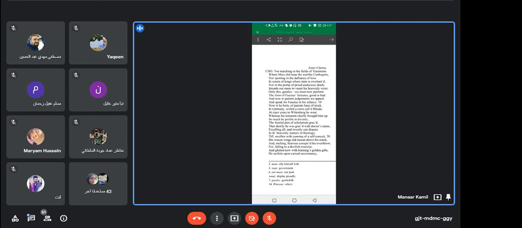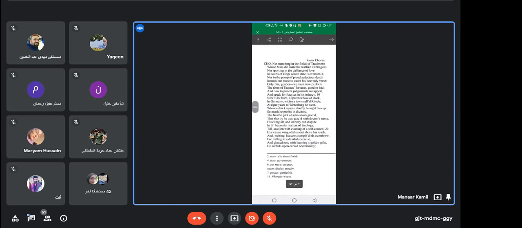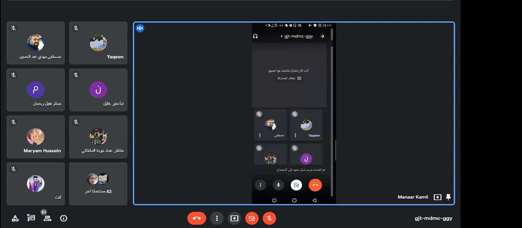And now, we will talk about Faustus while he was just an infant, his childhood. Now is he born of parents base of stock in Germany, within the town called Rhodes, and at riper years to Wittenberg he went. So Faustus is originally from Germany. Then where did he go? He went to Wittenberg.